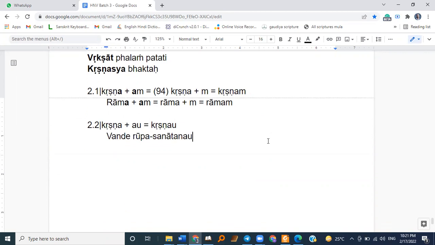So this Rupa Sanatanam actually is a 2.2 form. Obeisances unto whom? Rupa Sanatana. So this is actually a 2.2 form as we are doing now, Krishna. Rupa Sanatana. Of course, it's a Samasa, Rupa Sanatana, but the Vibhakti is 2.2. So Rupa Sanatana. Ityadi.